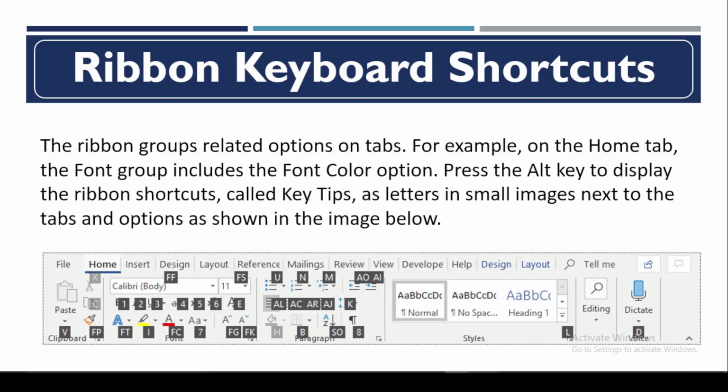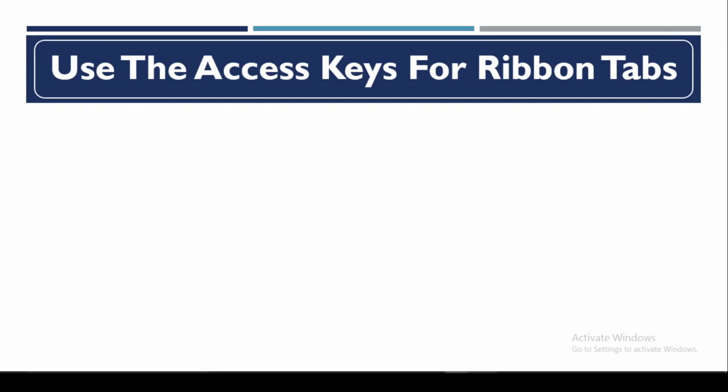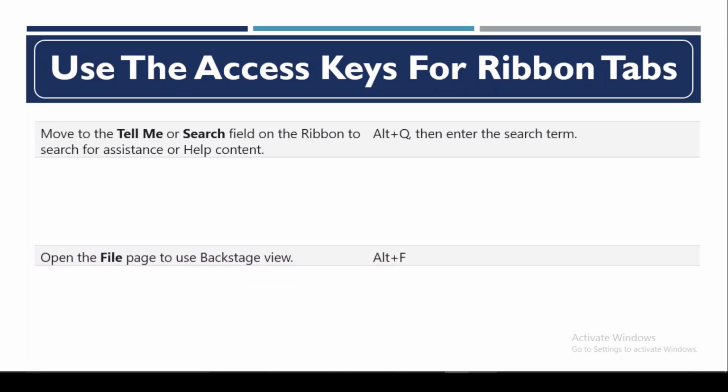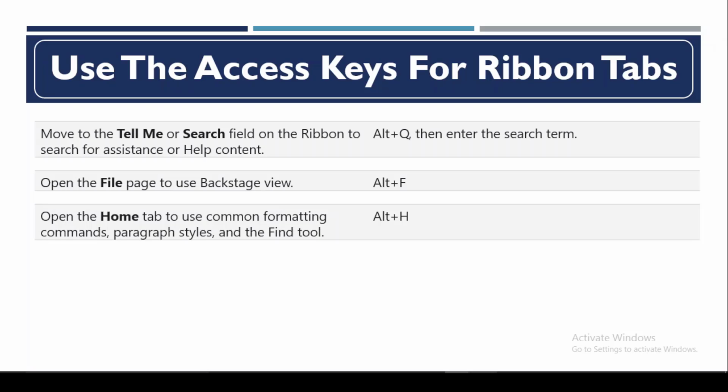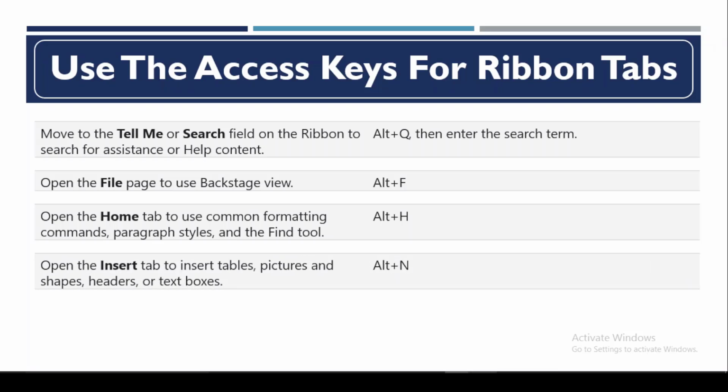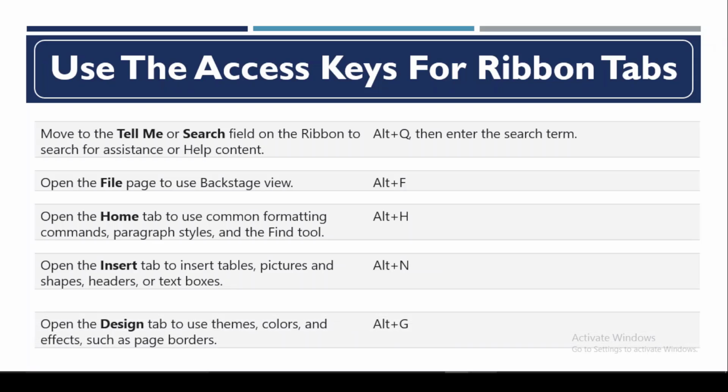Have a look at frequently used access keys for ribbon tabs. Move to the Tell Me or Search field on the ribbon to search for assistance or help content, Alt+Q, then enter the search term. Open the File page to use Backstage View, Alt+F. Open the Home tab to use common formatting commands, paragraph styles, and the Find tool, Alt+H. Open the Insert tab to insert tables, pictures and shapes, headers, or text boxes, Alt+N.